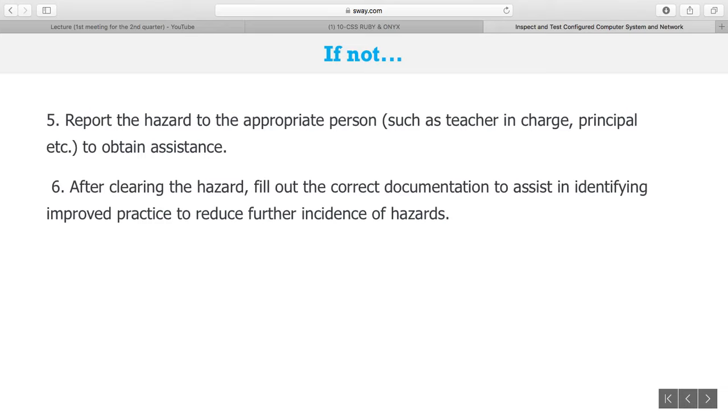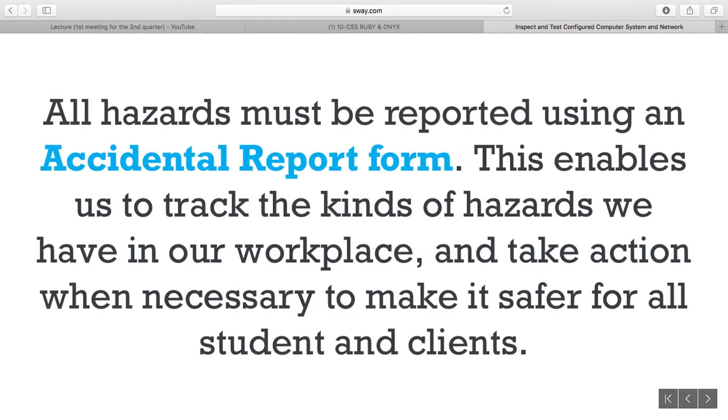And after clearing the hazard, there are documentations that must be filled in. You can also assist in filling out those documentations. That is to identify and improve, identify those hazards that are evident in there, and that can reduce further accidents that may happen.